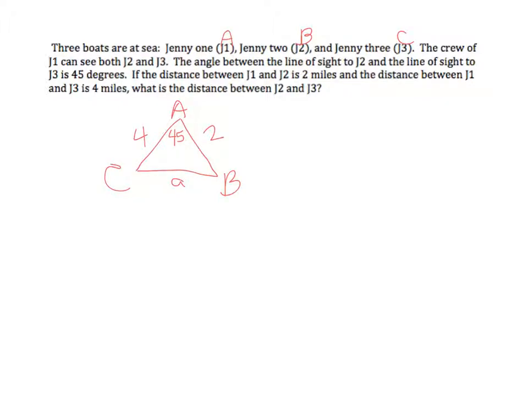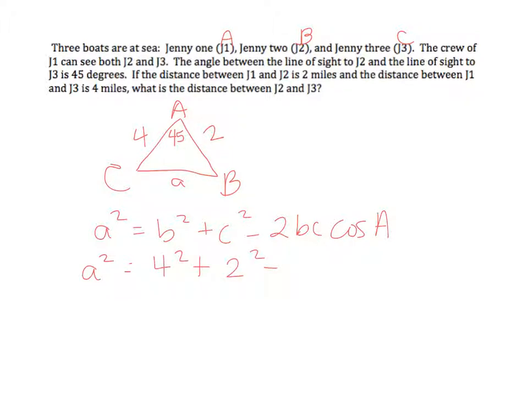Your diagram should look something like this. A, B, and C might be in different spots, but the distance between A and C is 4, between A and B is 2, and angle A is 45. And then we need to find side A, and because we have two side lengths and the enclosed angle, that's the cosine law. A squared equals B squared plus C squared minus 2BC cosine A. So we'll do 4 squared plus 2 squared minus 2 times 4 times 2 times cosine 45 degrees.